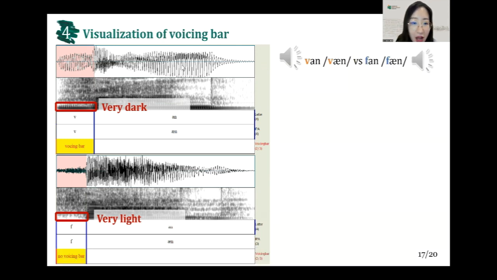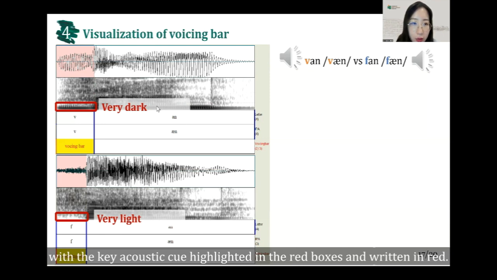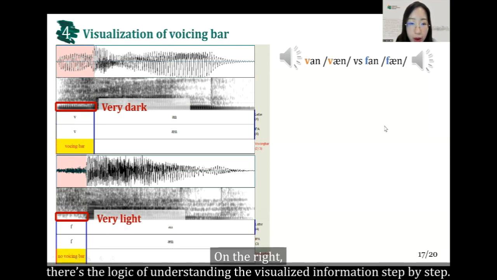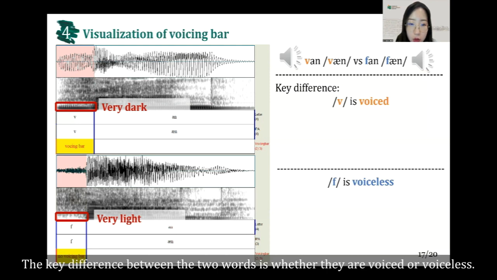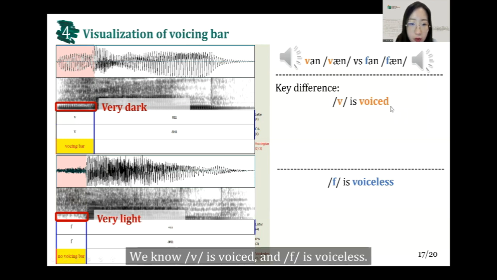On the left, here's the visualized information of the 2 words with the key acoustic cue highlighted in the red boxes and written in red. A very simple description of the key acoustic cue is provided at the bottom. On the right, there's the logic of understanding the visualized information step by step. The key difference between the 2 words is whether they are voiced or voiceless. Now we know v is voiced and f is voiceless.